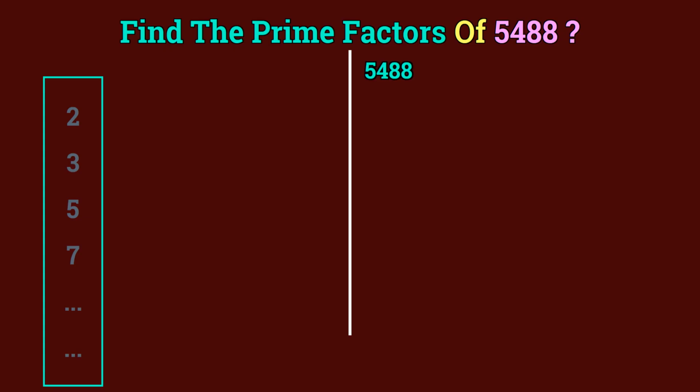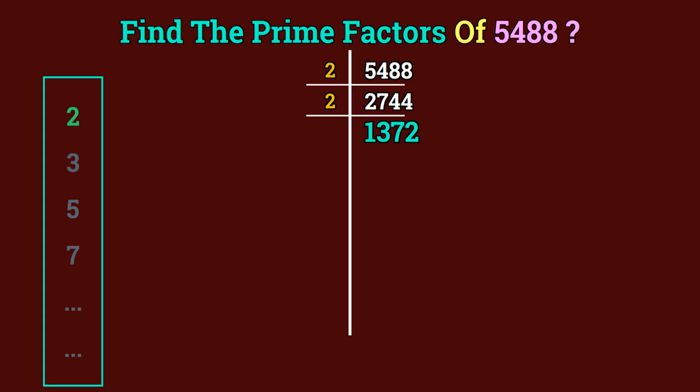Look at these prime numbers set on the left. Dividing 5488 by 2, which equals 2744. So 5488 divided by 2 equals 2744. Dividing 2744 by 2, which equals 1372. So 2744 divided by 2 equals 1372.